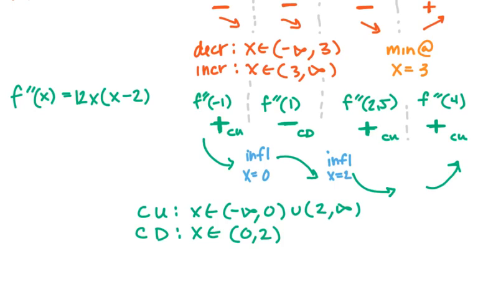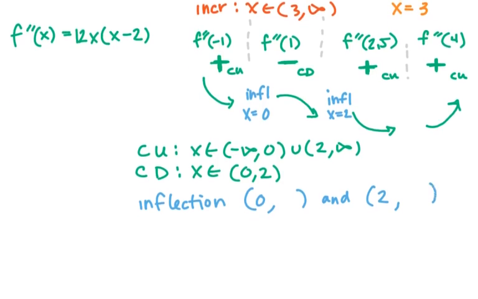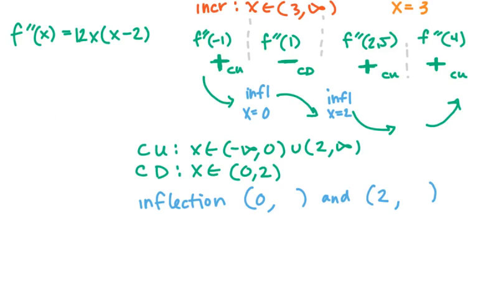All right? So, and then my inflection points and my max and min, I would get all of those values. Those are ordered pairs. So I've got inflection, 0, some y value, and 2, some y value. And then I have that there's a minimum at x equals 3. But remember, the minimum is y at the x value. So there's a minimum at 3, some y value.